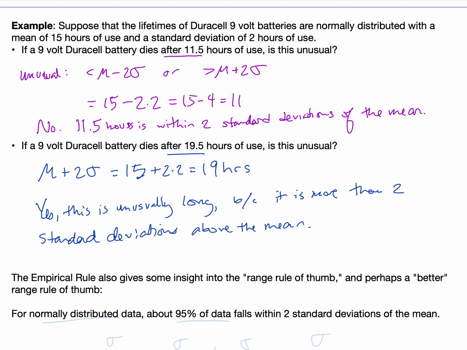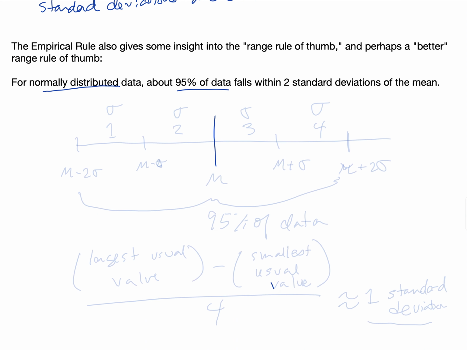The empirical rule also gives us some insight into the range rule of thumb and where it comes from, and perhaps even a better range rule of thumb. So we know that one thing the empirical rule says is that for normally distributed data, about 95% falls within 2 standard deviations of the mean. So if we think about breaking up that range, here's our mean, here's 1 standard deviation below and 1 standard deviation above, and here's 2 standard deviations below and 2 standard deviations above.